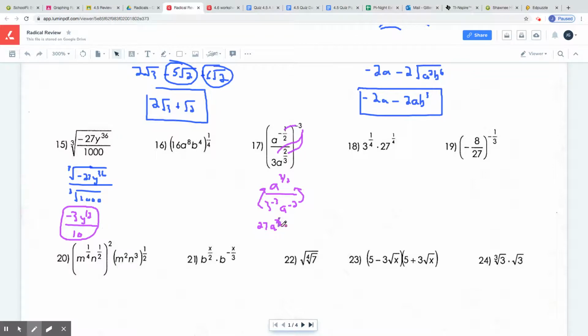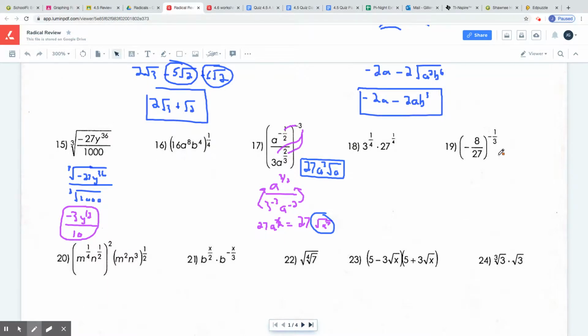Write that right, a to the 7 halves, but I have to write it in radical form. So it's 27 times the square root of a to the 7th. However, how can I rewrite that? I could simplify that, right? So my answer would be 27. I could take out 3 a's, right? Because it's square with the square root of a. So 27 a cubed square root of a.